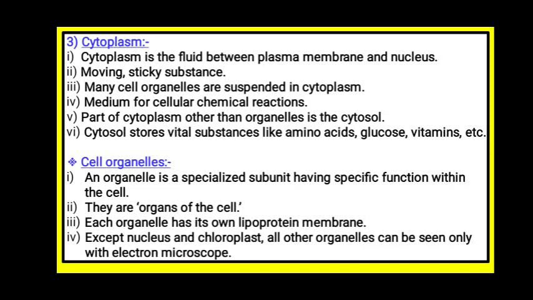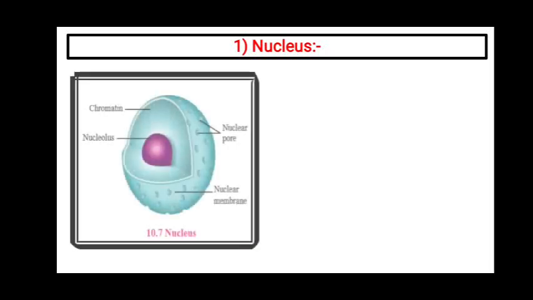Except nucleus and chloroplast, all other organelles can be seen only with electron microscope. That means nucleus and chloroplast can be seen with the normal microscope, that is compound microscope, but the other cell organelles can only be seen with the help of electron microscope. The first cell organelle that we had studied, nucleus. This was the diagram.